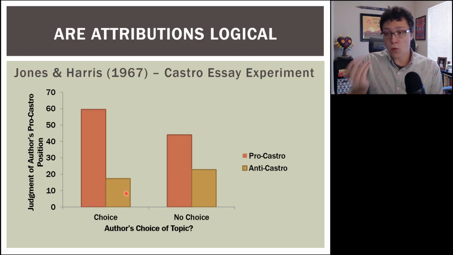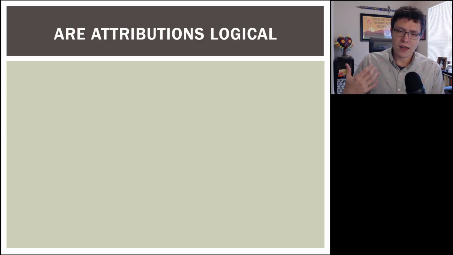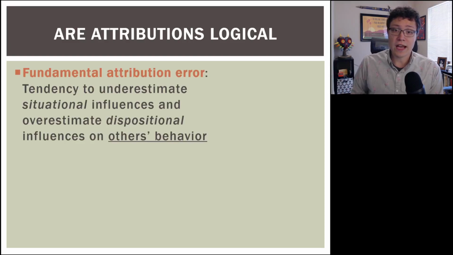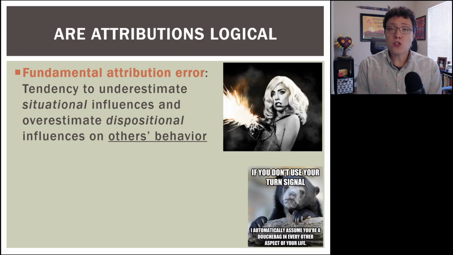So, if you were writing about a topic that is very tenuous and you're forced to take a side that maybe you don't agree with, people might still believe you agree with that side, unless you're pretty clear up front about that. So, are attributions logical? No, we make this mistake a lot. One of the most common ways we talk about this is the fundamental attribution error: we tend to underestimate situational, environmental, or external influences, and overestimate the internal or dispositional influences, only for other people.